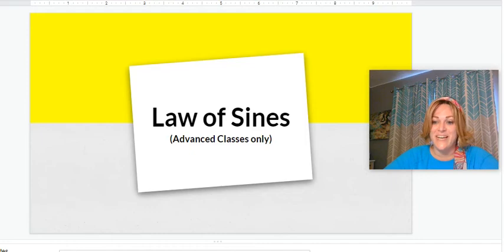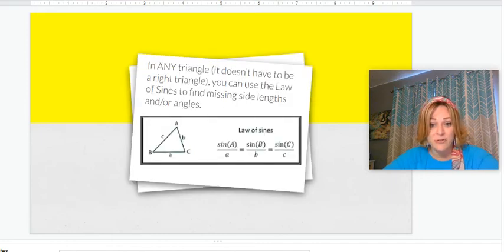But law of sines, this can be used in any triangle, which is amazing. It doesn't have to be a right triangle. So you would find that the proportions or the ratios of the sine of one angle, so if I took the sine of this angle and actually plugged in the angle, then divided by a, that's the side opposite, that is going to be equal to sine B over b and sine C over c.